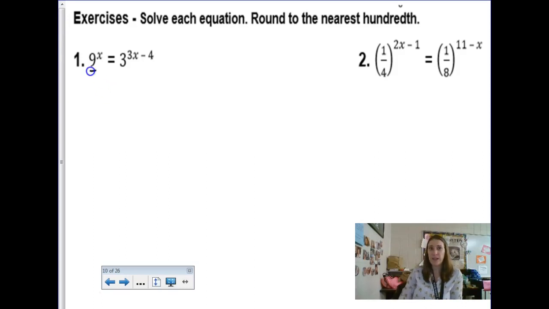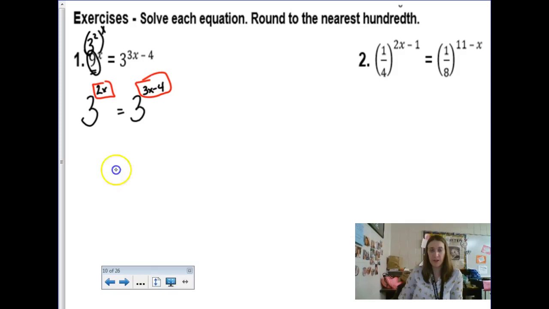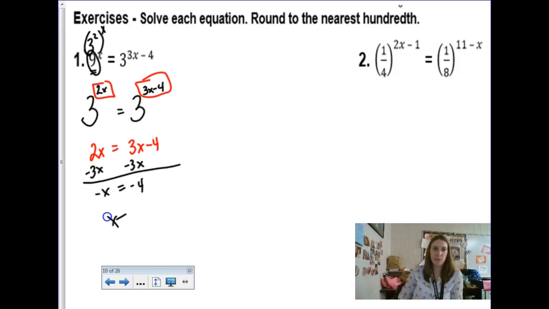So here for number 1, I think I could rewrite 9 as a 3 squared. So if you have 3 squared already raised to the x power, this side of the equation is really 3 to the 2x. And then this side of the equation is 3 to the 3x minus 4. So now that they have a common base, the only way for this to be true is with your exponents equaling each other. So 2x equals 3x minus 4. And then we solve. So negative x equals negative 4, which means x equals 4.